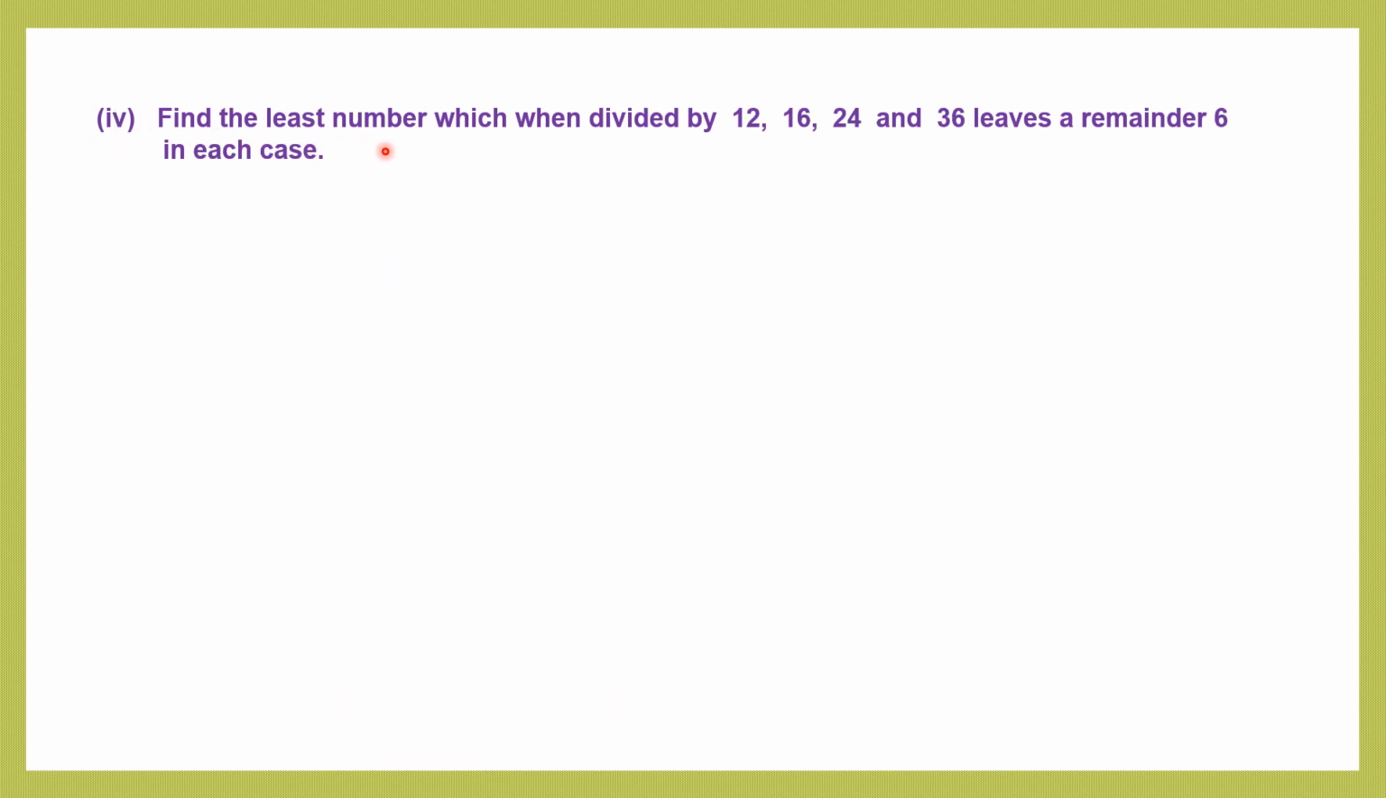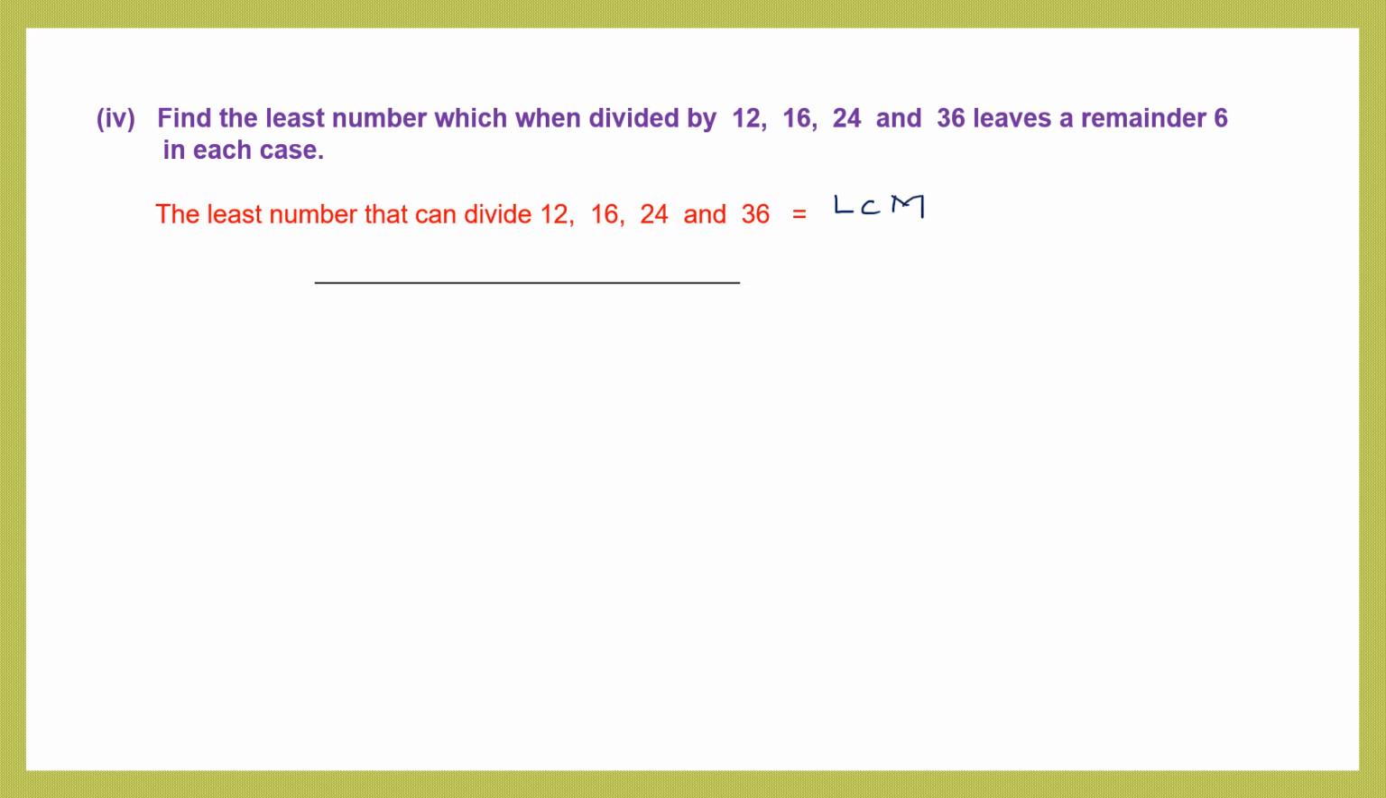Question 4. Find the least number which when divided by 12, 16, 24 and 36 leaves a remainder 6 in each case. So least number means LCM, but here it says this time it's leaving a remainder 6. So let's be careful with that. So first let's begin to find the LCM. So the least number that can divide 12, 16, 24 and 36 is its LCM. So let's begin to find the LCM of 12, 16, 24 and 36.